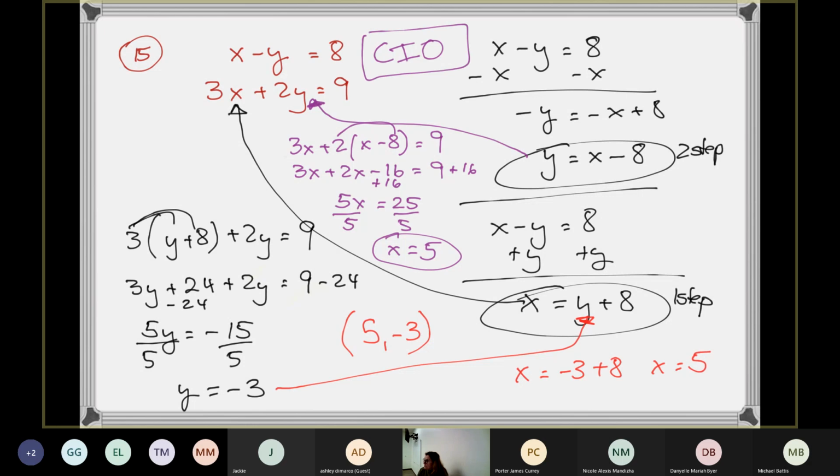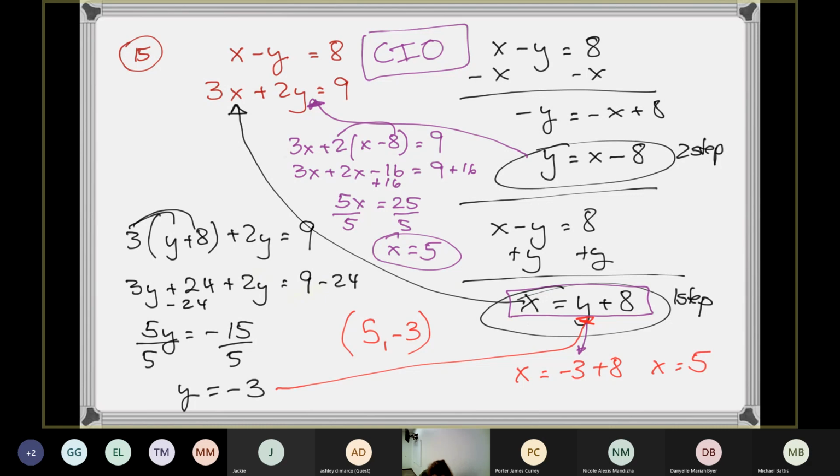Okay, yes, Tony Ann has a question. How did we get the x value? Once we had y, that's -3, we plugged it into the equation that we rearranged into this one right here. x equals y, which was -3, plus 8. Okay. -3 plus 8 is 5.